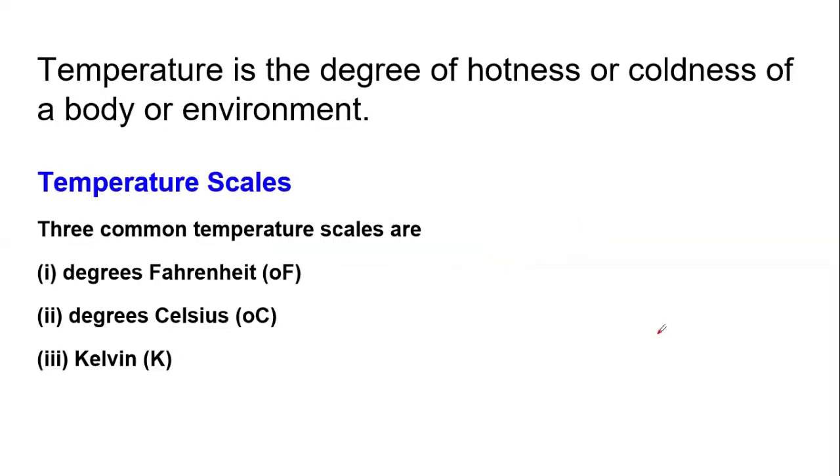And then we talk about temperature. So what is temperature? Temperature is just the degree of hotness or coldness of a body or an environment. And it is usually measured in 3 scales. We have degrees Fahrenheit, degrees Celsius, and Kelvin. And we said the Kelvin was what? The SI base unit, right? So this is the standard unit for temperature. Whenever you are using temperature in chemistry or physics, you always have to put your units in what?